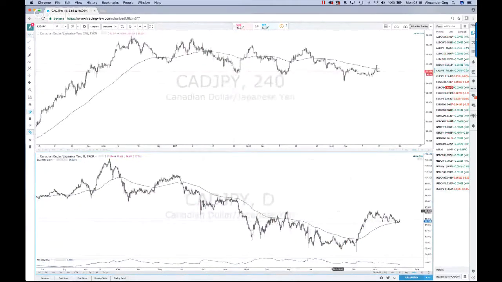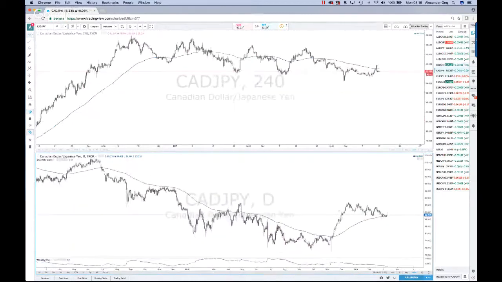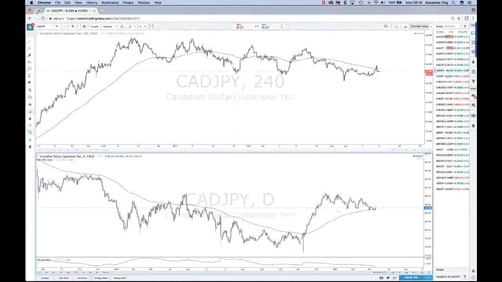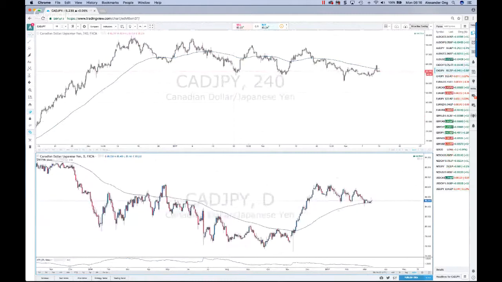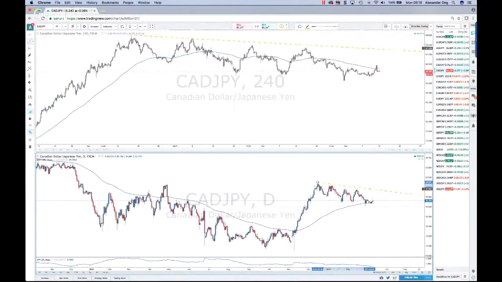The CAD Yen, this one's kind of been moving lower and lower and lower. We expect this to move to the upside, to be completely honest with you. We've got the market respecting this trend line here. So every time it comes up to this trend line, it sells away from it. So that could be a tactic. The next time it comes up here, we could sell the market. But ultimately, look at this price action here. We do expect that to go higher.